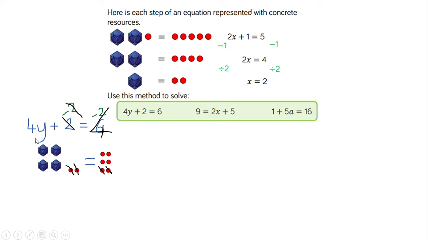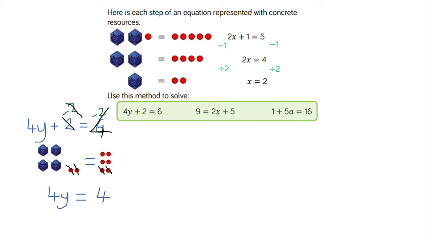So that's going to leave me then with 4y equals 4. We can see it, 4y, these each are y, equals 4. 4y equals 4. Okay, that's the first step. I still need to find the value of y. So how am I going to get y on its own? Okay, well, there's 4y, which is 4 times y.